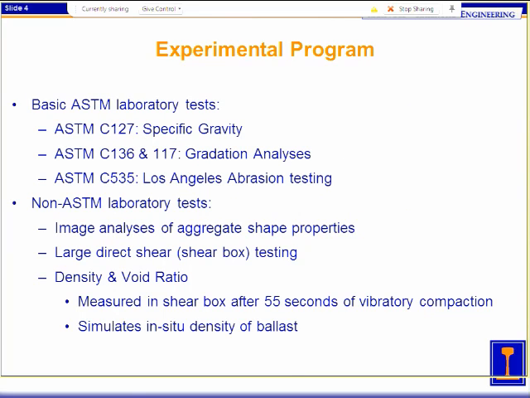You've got a lot of your basic ASTM lab tests: specific gravity, gradation, Los Angeles abrasion. And then we've run some non-ASTM lab tests: the image analysis of the aggregate properties, the large direct shear testing. Density and void ratio is measured a little bit differently. We measured in what I'll show you being the shear box, after 55 seconds of vibratory compaction. This was found in the past by, I believe, Hai Huang, who used to be around here and is now a professor at University of Pennsylvania, to simulate the in situ density of ballast. Doesn't get you your maximum density, but it's not exactly your minimum density either.